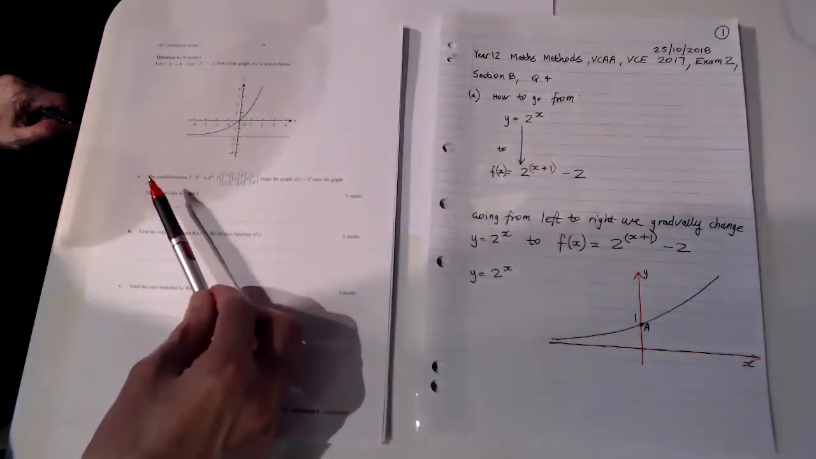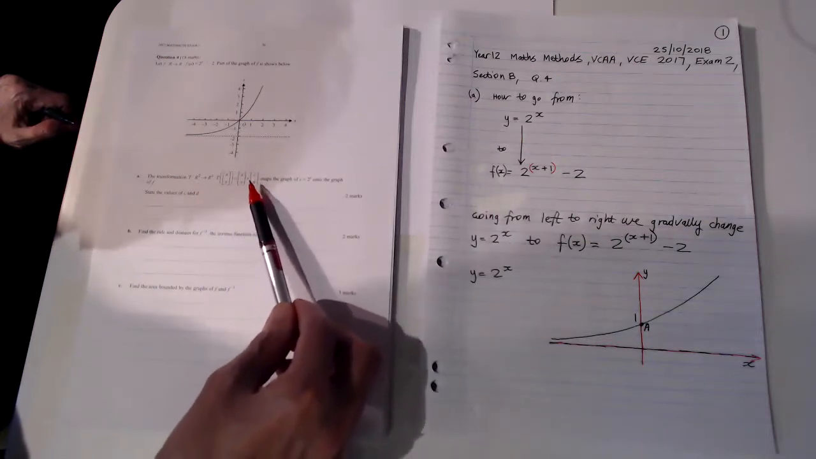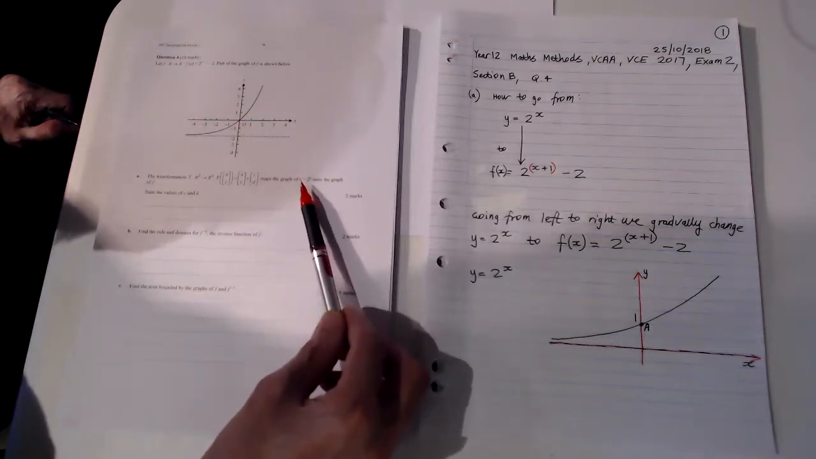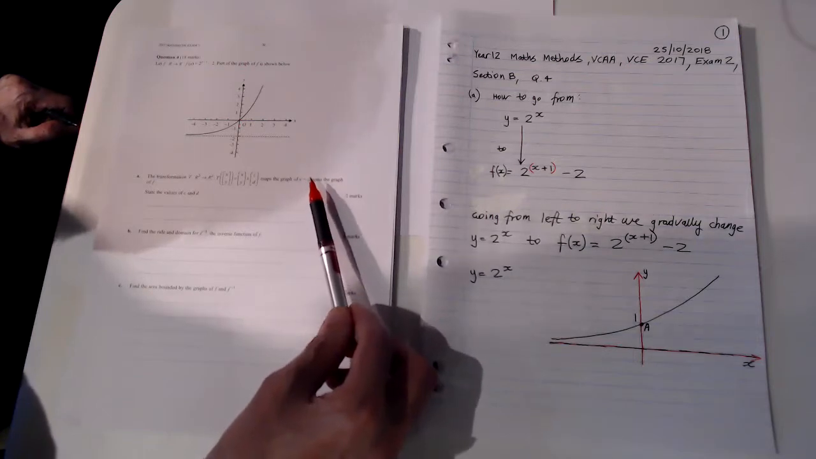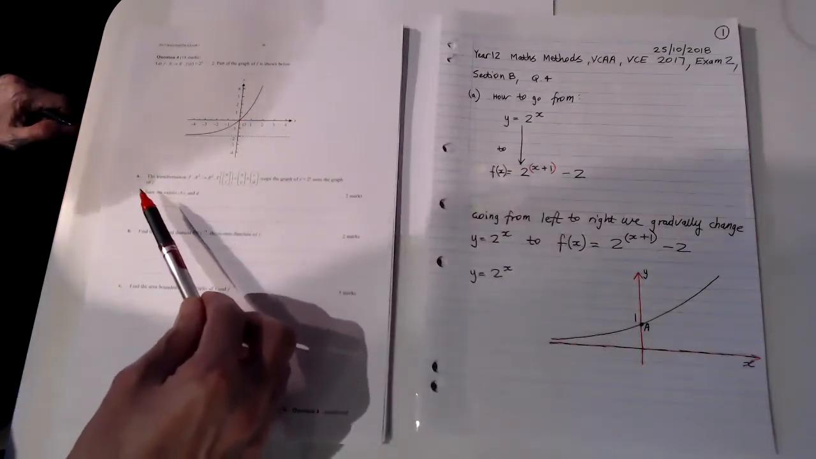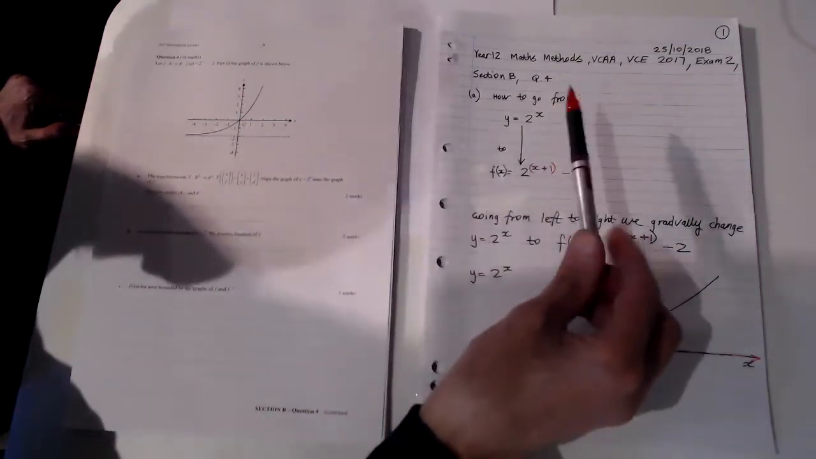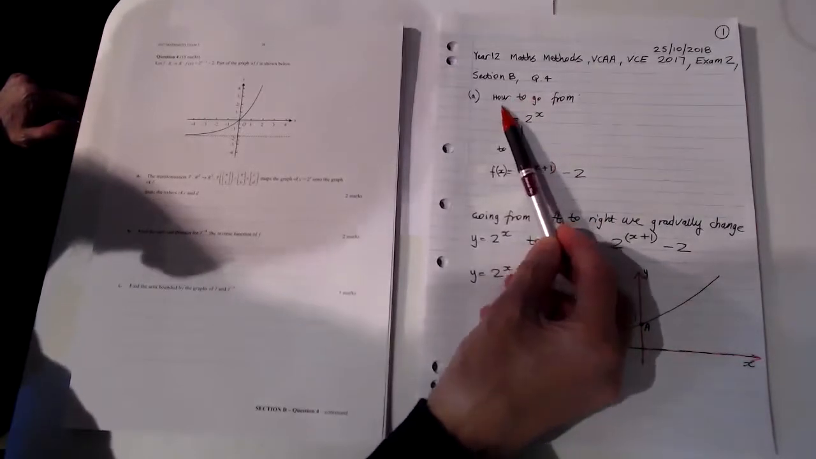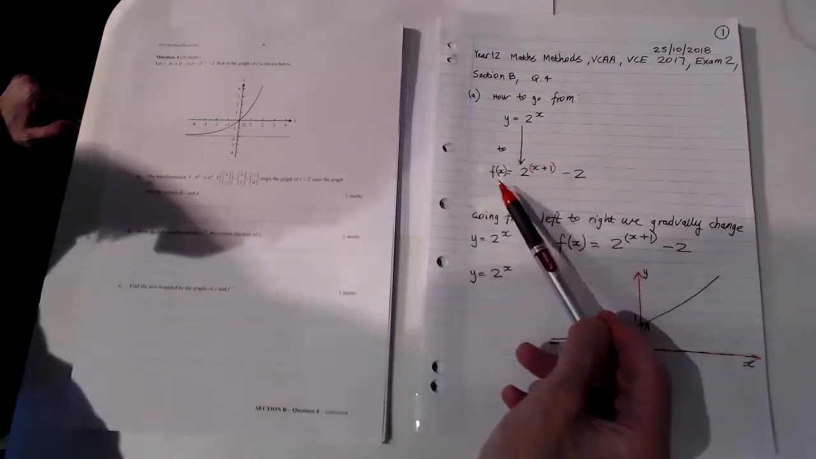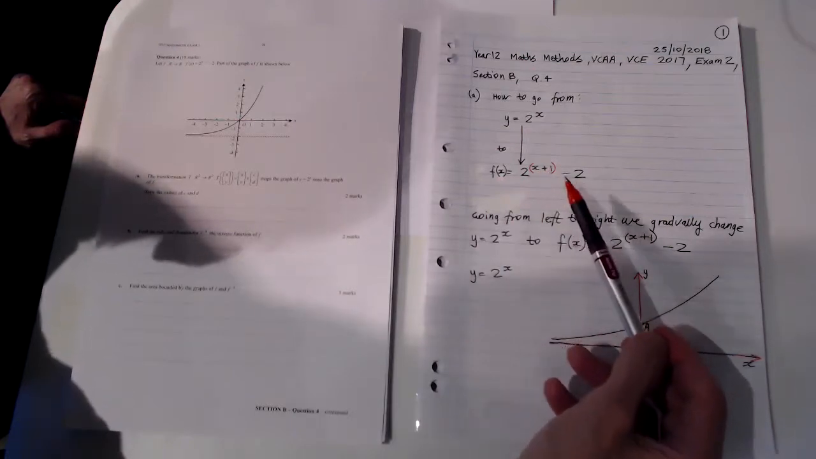Part A. The transformation T, equal to x, y plus (c, d), maps the graph of y equals 2 to the power of x onto the graph of f. State the values of c and d. Here they're talking about how do you go from y equals 2 to the power of x to f(x) equals 2 to the power of x plus 1, minus 2.